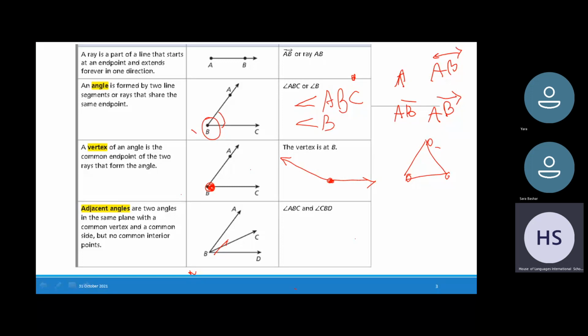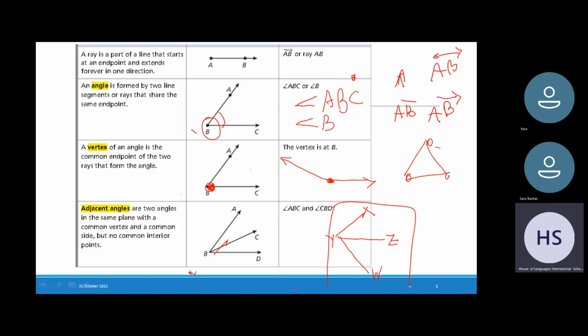Now, look at me. What are adjacent angles? Adjacent angles are two angles in the same plane with a common vertex. So, if you have, as an example, x, y, z, and W. So now see, they are in the same plane and they have a common vertex. Where is the vertex of the angle? See now, for this angle first, how will you name it?